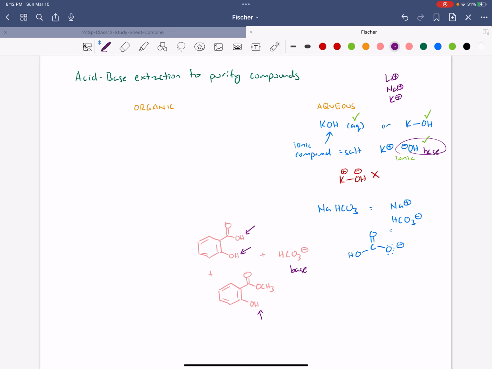That's why, hint, hint, on the post-lab for the Fischer esterification, I gave you pKa's. The pKa for carboxylic acid is 5.0. For the phenol, it's 10.0, and this is also 10.0. So who is the most acidic? It is this one right here. That is the proton on the unreacted starting material, by the way.